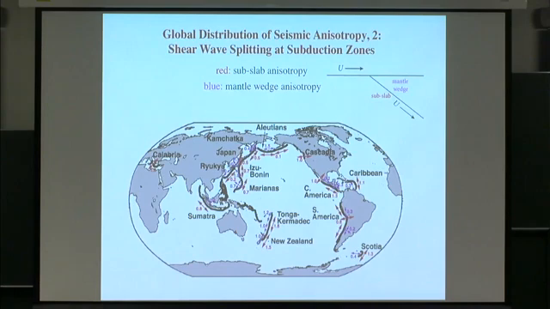So this is somewhat simpler. From the same paper, they're looking at the distribution of anisotropy in subduction zones around the Earth. And you see the red arrows, these things here, are the subslab anisotropy, so here in a little cartoon version of a subduction zone. And the blue represent the mantle wedge anisotropy. And with some exceptions, the anisotropy subslab is parallel to the subduction zone. It's also true for the mantle wedge anisotropy, but there are exceptions. So the question is, what does this tell us about the flow in the mantle?